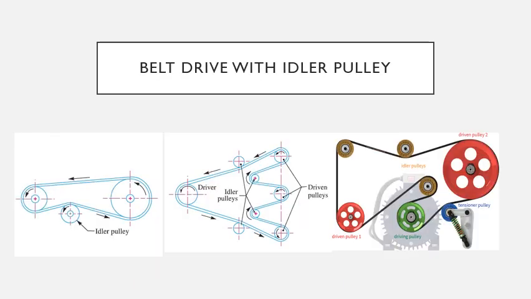So this is the belt drive with the idler pulley, and it is used when the shafts are arranged parallel and when an open belt drive cannot be used due to small angle of contact on the smaller pulley. This type of drive is provided to obtain high velocity ratio, and when required belt tension cannot be obtained by other means. So you can drive multiple systems using this belt drive with idler pulley. These are the idler pulleys. They are not playing any role. They are just there to support the belt. This is the idler pulley.